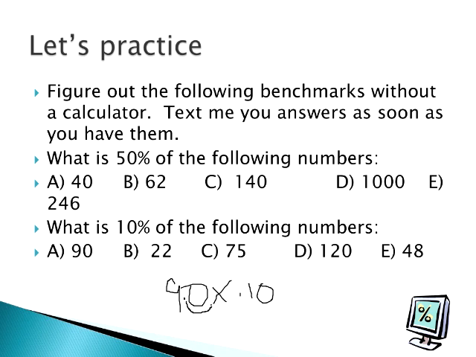The other thing we can do is just divide it by 10 in our head if we're not very good at that. If some people just don't like moving decimals, that's fine. So divide by 10 in our head. So 90 divided by 10 is 9. 22 divided by 10 is 2.2. 75 divided by 10 is 7.5. So what about 120?